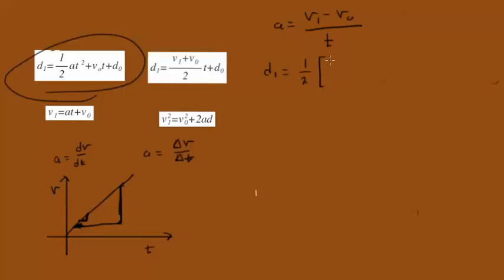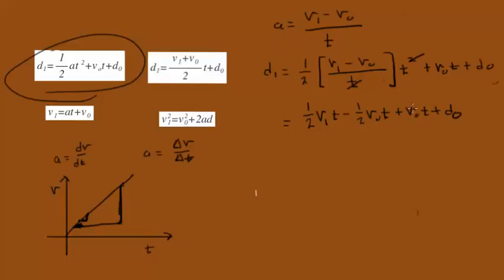So here I'm replacing a with what we know our a is, given a constant acceleration. In all these problems, acceleration is assumed to be constant. We can go ahead and rewrite this to come up with this. We can combine these two terms.